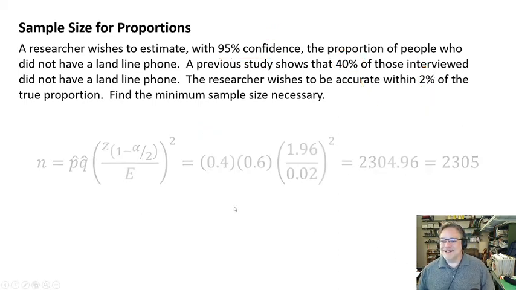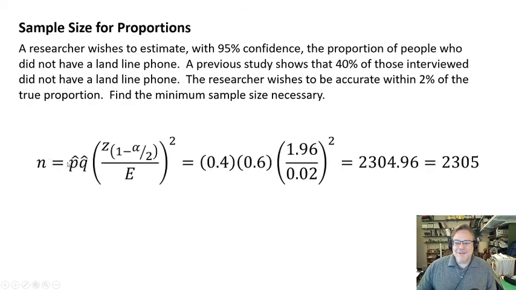All right, so let's see how we do this here. Once again, we've got our formula here, p hat q hat, the z value divided by e squared, and what we found is that z of 0.975 is equal to 1.96. You already knew that though, didn't you? The 95% confidence interval has z plus or minus 1.96, so that should be a familiar number. So that's our value for z here.